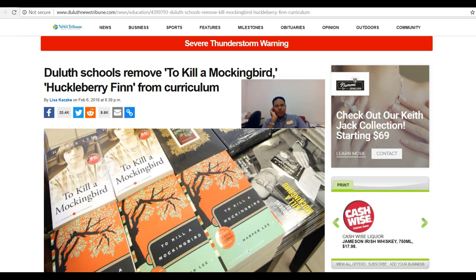But even though these are fictional works, I did not agree with the decision to allow these to no longer be required readings in that particular school. I don't know if it was system-wide or a particular school. As you can see, the headline there does say Duluth Schools with an S. But to me, those are two very important works. I had to read To Kill a Mockingbird in middle school and Huck Finn in high school.